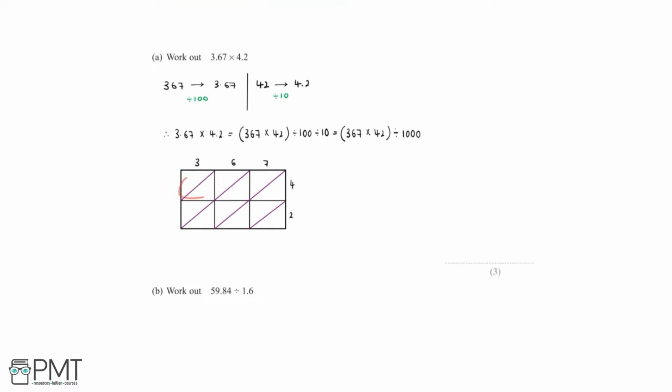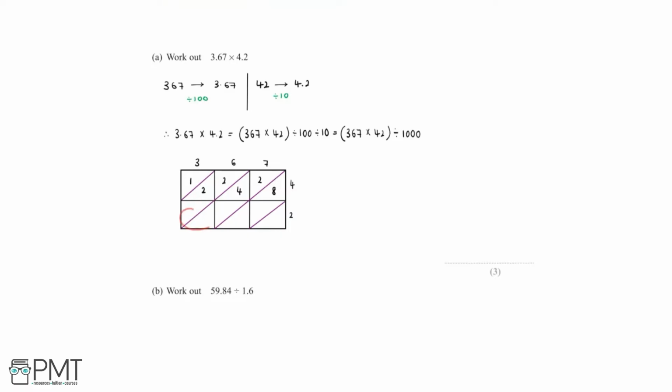In this box, we'd have 3 multiplied by 4, which is equal to 12. And so we'll put 1 in the top triangle and 2 in the bottom triangle. Now this box will contain 6 multiplied by 4, which is equal to 24. And so just like before, we'll have 2 in the first triangle and 4 in the bottom triangle. And let's continue. 7 multiplied by 4 is equal to 28.